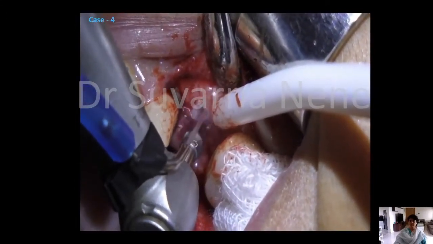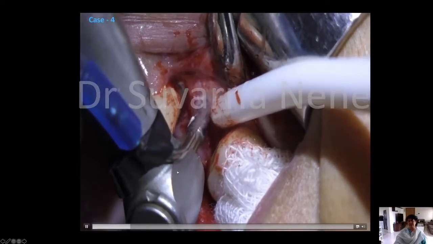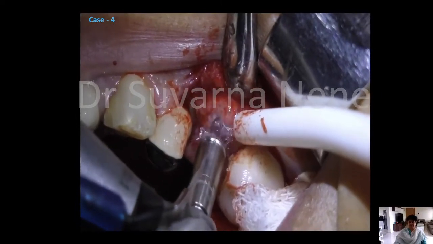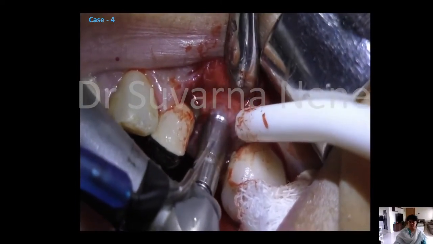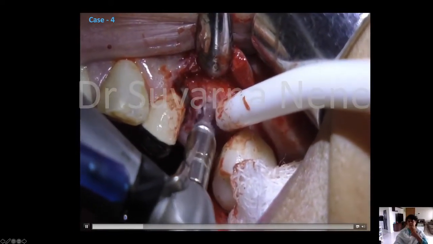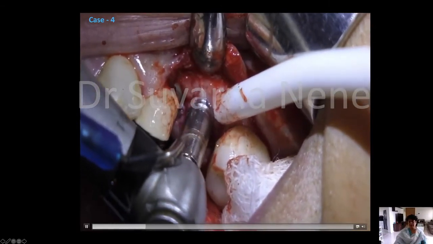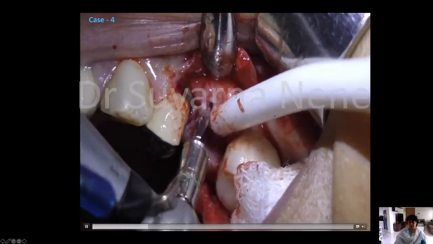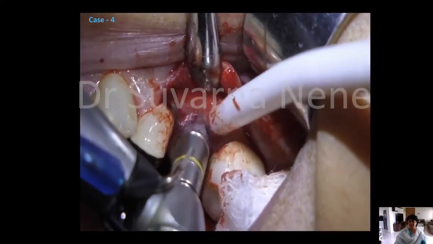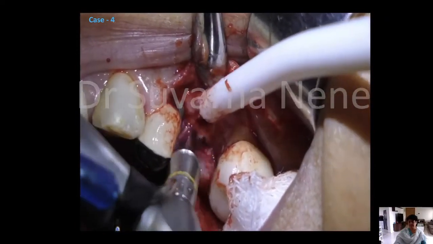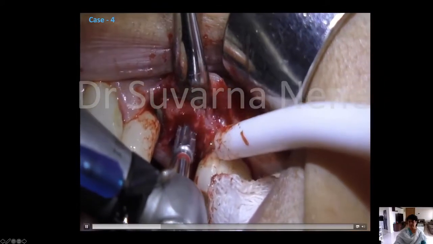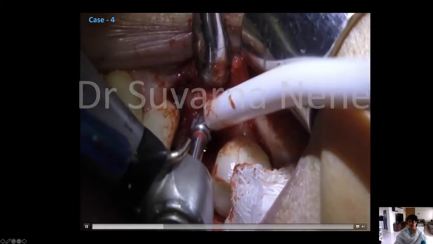But look at the amount of bone here. Huge amount of bone available for placing an implant. We have a huge amount of bone on the buccal aspect also, and the implant will be placed right in the center. Look, I am placing an implant of 4.5 mm diameter, and despite a huge implant, I still have a good amount of bone on the buccal aspect. No, sorry, it's a 3.5 mm.